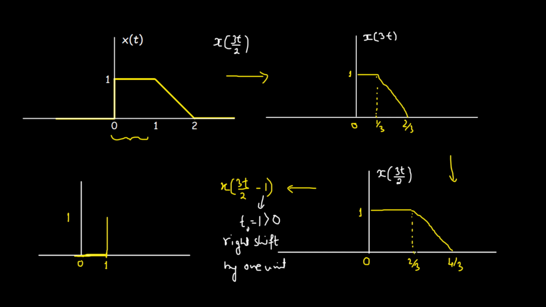Now the position of time 2 by 3 will get shifted by 1 unit, so it will be 2/3 plus 1. So the function will have a value of 1 going from 1 to 1 plus 2 over 3, which is equal to 5 over 3. And the signal decreases linearly between 2/3 and 4/3. So now this will decrease linearly between 1 plus 2/3 and 1 plus 4/3, because it has shifted to the right by 1 unit. So 1 plus 4/3 is equal to 7/3.